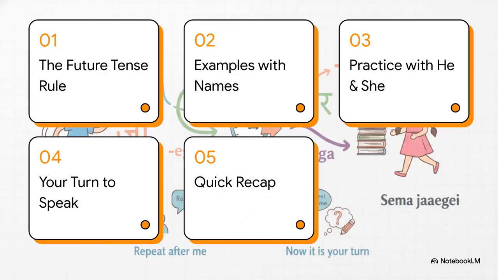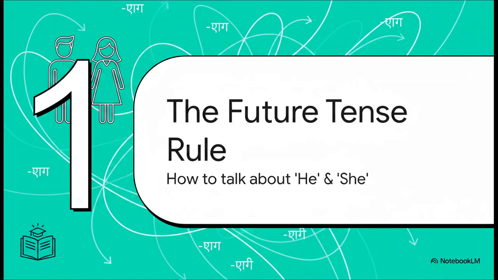First, we'll break down the main rule for the future tense. Then we'll look at some real examples using names. After that, we're going to practice together before I let you try it on your own. And we'll finish up with a quick recap to make sure you've got it down. Sound good? All right, let's get right to the main event, the rule itself.